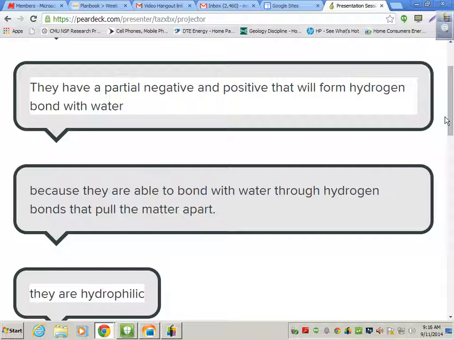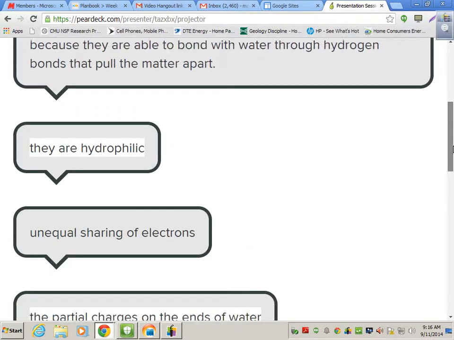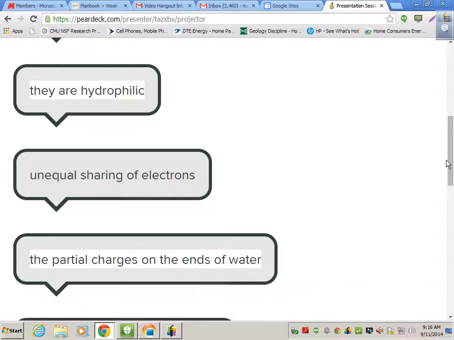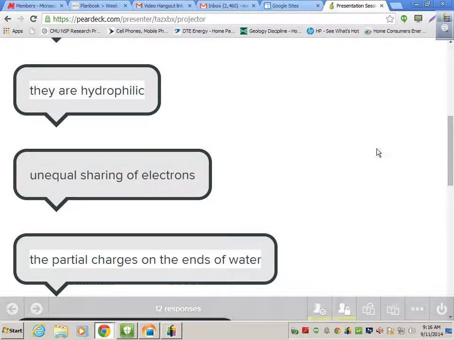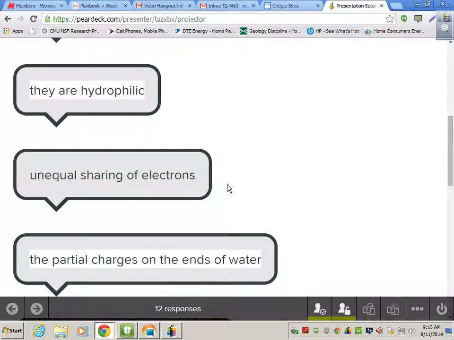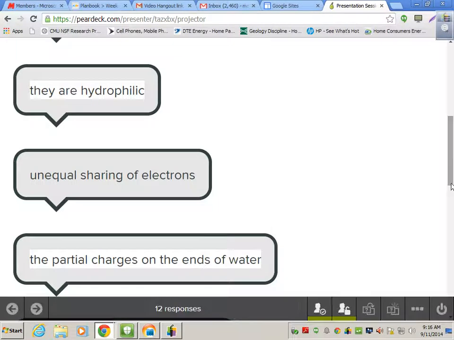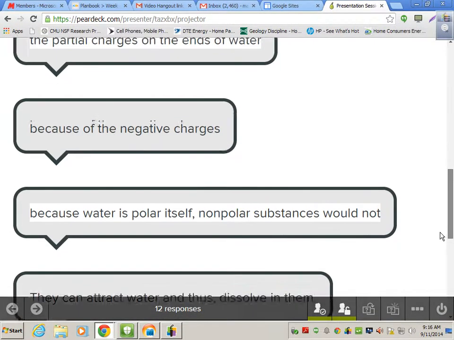That line that we draw as a hydrogen bond is the attractive force and is that property that allows water to be the universal solvent. They are hydrophilic. Yep, that's what it means to be hydrophilic, to be attracted to water through a hydrogen bond. Well, it's not just hydrogen bonding, but for this class it is. So unequal sharing of electrons is what the polar bond is between hydrogen and oxygen in water that creates this condition. And the partial charge on each end of water, yep, that's what we're talking about.